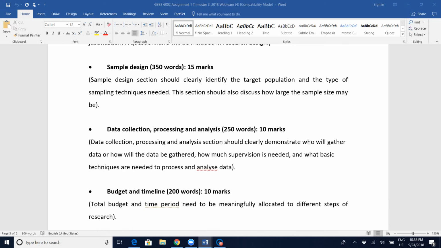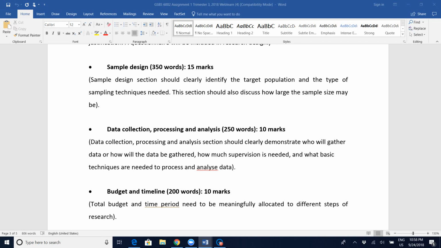So next is data collection, processing, and analysis. This section basically has three subsections. First, data collection. In this subsection, you should write down who will be collecting data, how much supervision will be needed to collect data. Then in processing, once the data is collected, you need to write down how you will be processing the data. For example, how will you get rid of any data inconsistencies, any omissions, how will you be coding data, storing data, and so on.